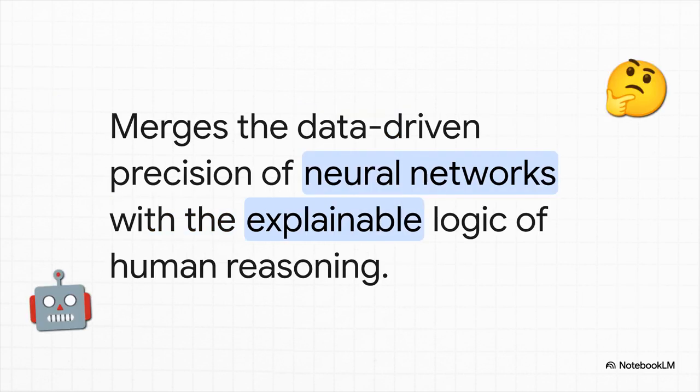And this is really the cutting edge. Neural symbolic systems are trying to get the best of both worlds. They merge the incredible pattern spotting power of neural networks with the clear, explainable logic of how humans reason. This might just be the key to building AI that not only works, but can also explain to us why it's making the decisions it's making.